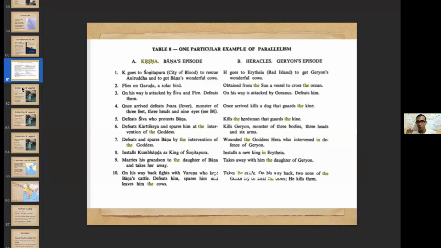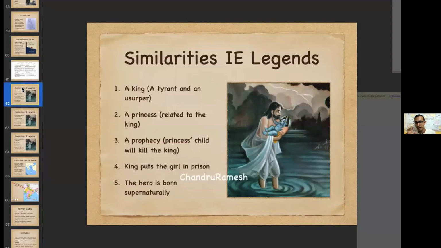So basically, what you find is there is a hero figure in various of these Indo-European legends. What happens is the similarities between them are like this. The similarity is that there is a king, an evil king, a bad king who is actually creating a lot of troubles. In the case of Krishna, it is Kamsa, and there is a princess. She may be a sister, she may be a daughter, or a cousin of that evil king. So that is step number 2.